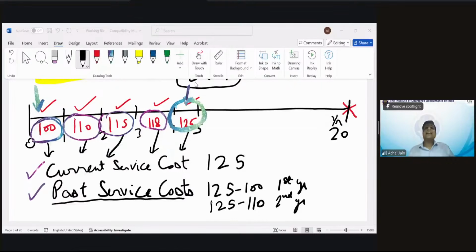Mustafa says the employee is earning the amount each year, but the payment will be given at the time of retirement. Yes, that's correct, Mustafa.